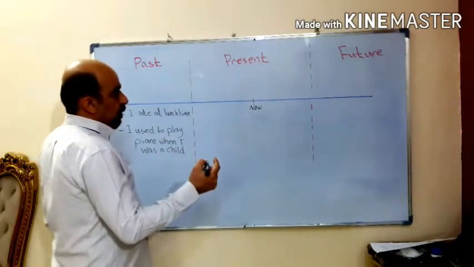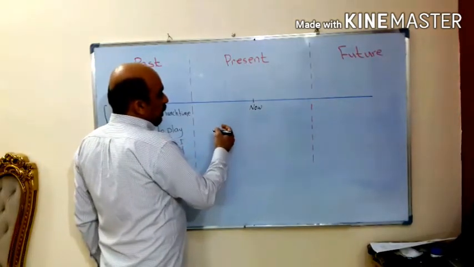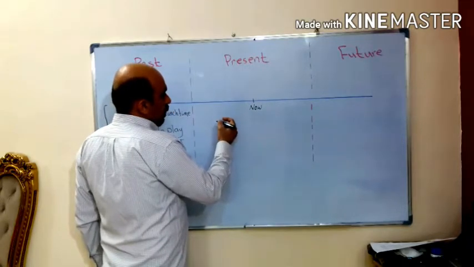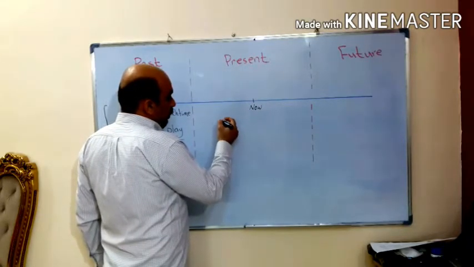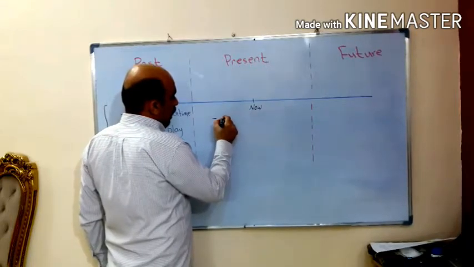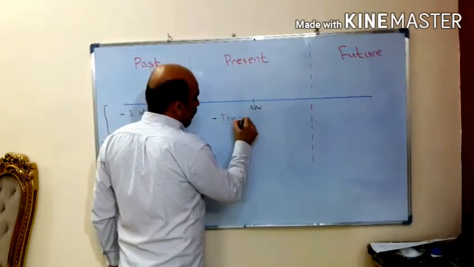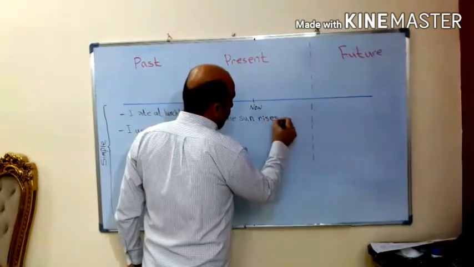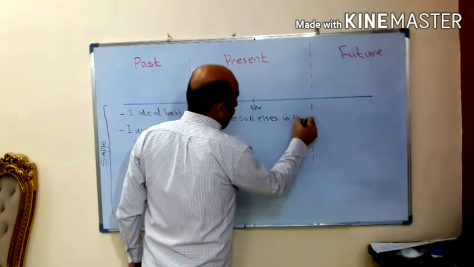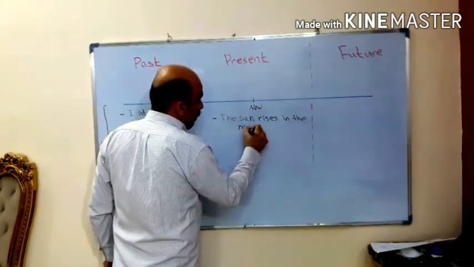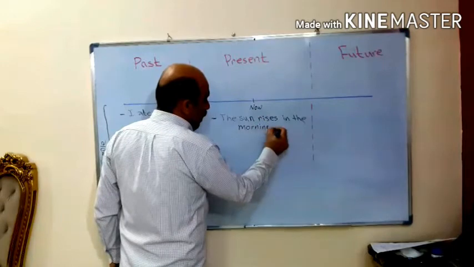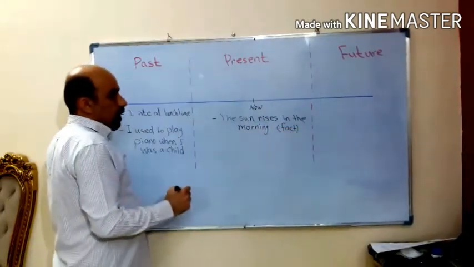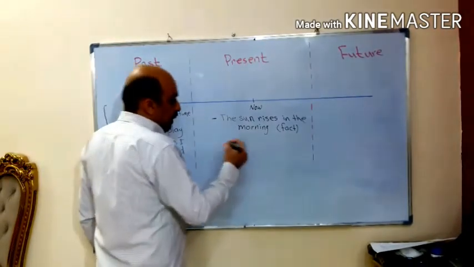The present simple refers to and describes an action which is a fact. For example, the sun rises in the morning. This is a fact, and it can be used for repeated actions.